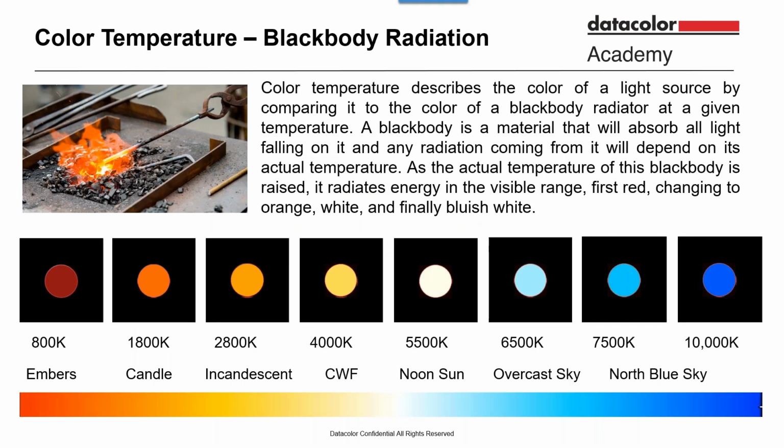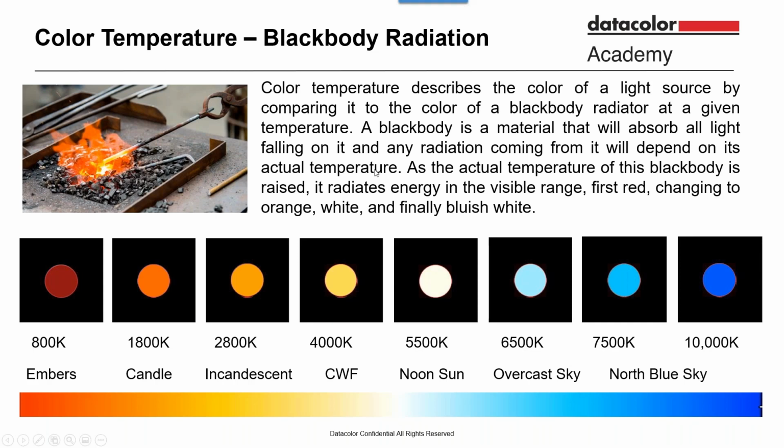Color temperature describes the color of light of a light source by comparing it to the color of a black body radiator at a given temperature. Now, a black body is a material that will absorb all light falling on it, and any radiation coming from it will depend on the actual temperature. As the actual temperature of the black body is raised, it radiates energy in the visible range, first red, changing to orange, white, and finally bluish white.